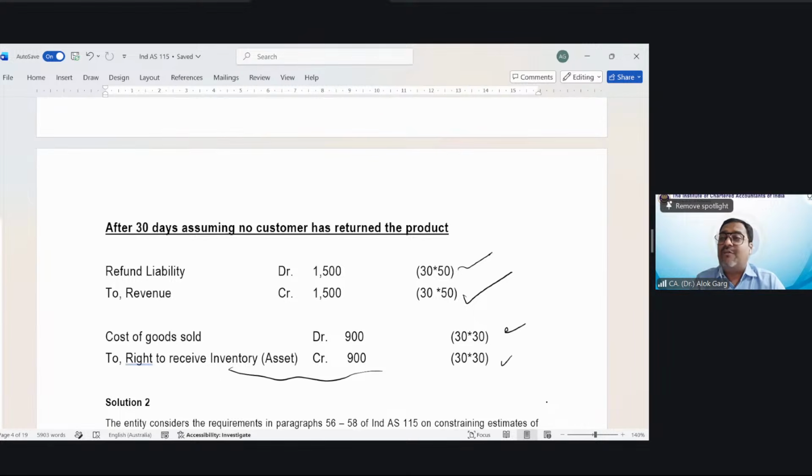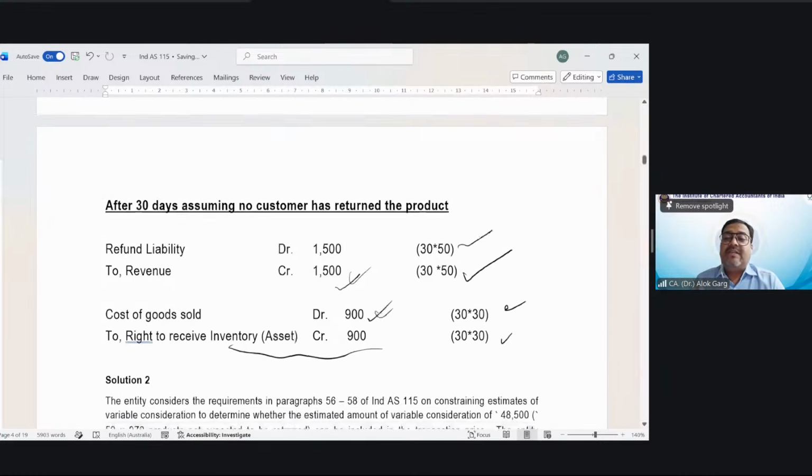So you are not required to refund any money. So you debit the liability and credit revenue. You are not required to recover any asset, so you credit the asset. You debit cost of sales, because now you are recognizing revenue. You have to recognize a cost of sales also in the P&L, so that your right profit is how much? 1500 is revenue, 900 is cost of sales, 600 is profit, which is 20 rupees on 30 products.